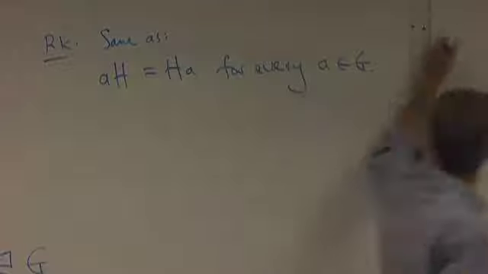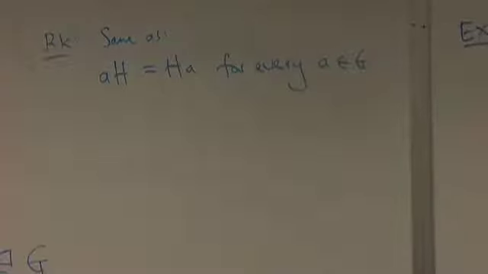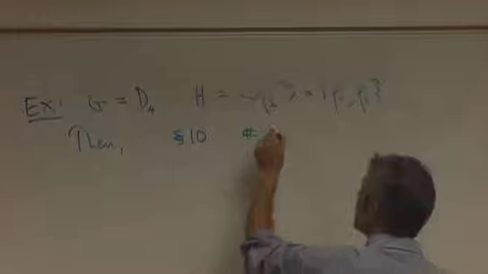Example. Let's see. What was G there? D4? And what was H? Yeah, the subgroup generated by row 2. So this is row 0, row 2. Then you showed in, what was it, section 10? Section 10, problems number 9 and 10.